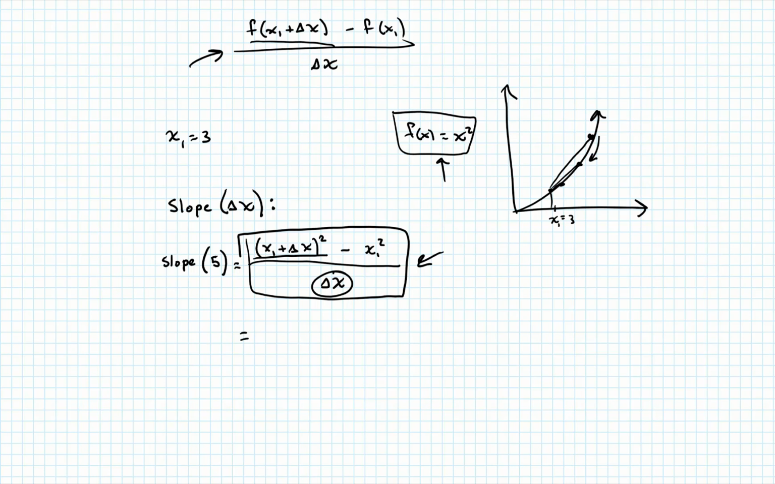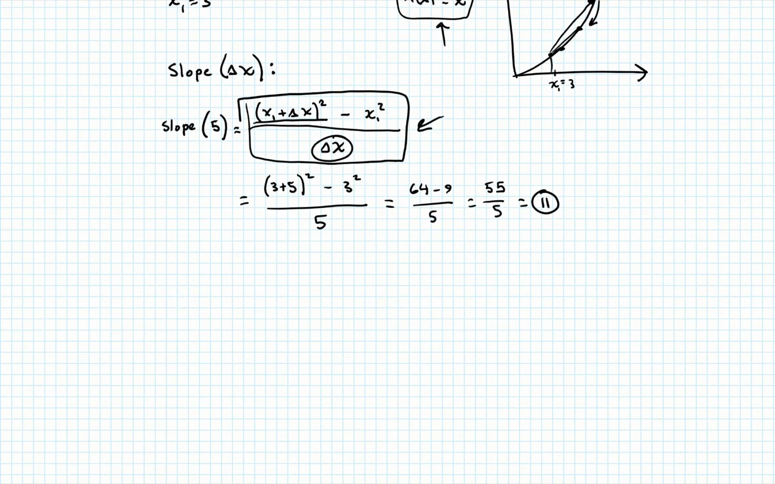So that's going to equal 3 plus 5 squared minus 3 squared over 5. That's equal to 8 squared, so 64, minus 9 over 5. 64 minus 9 is just going to be 55 over 5, which is going to equal 11. So that's going to be the slope there.